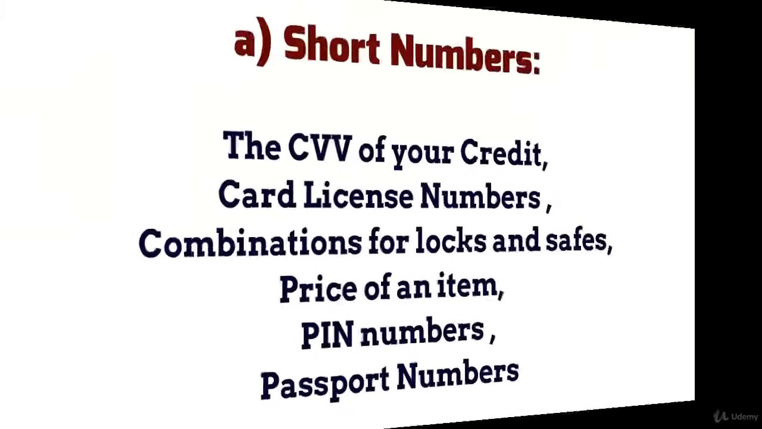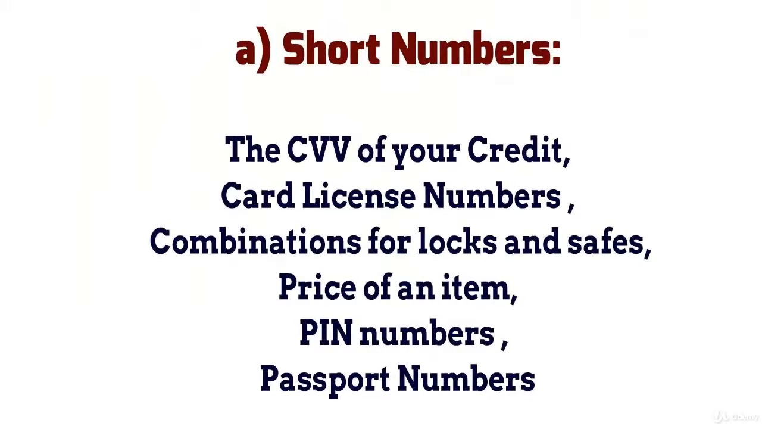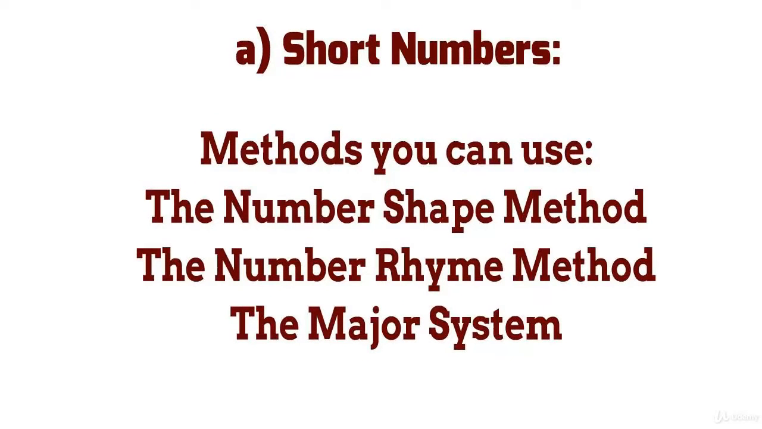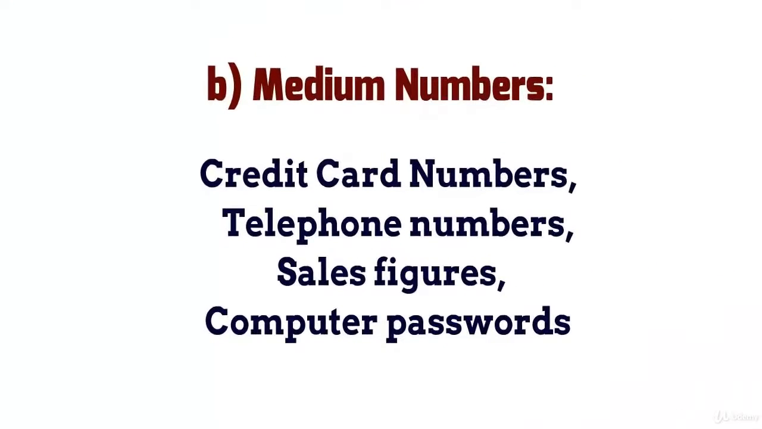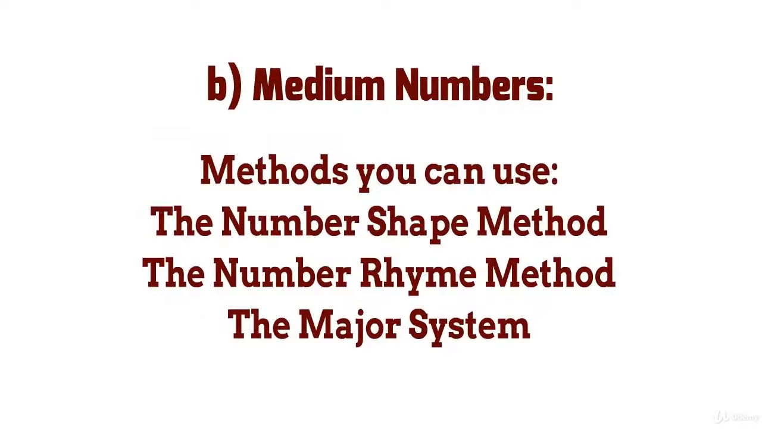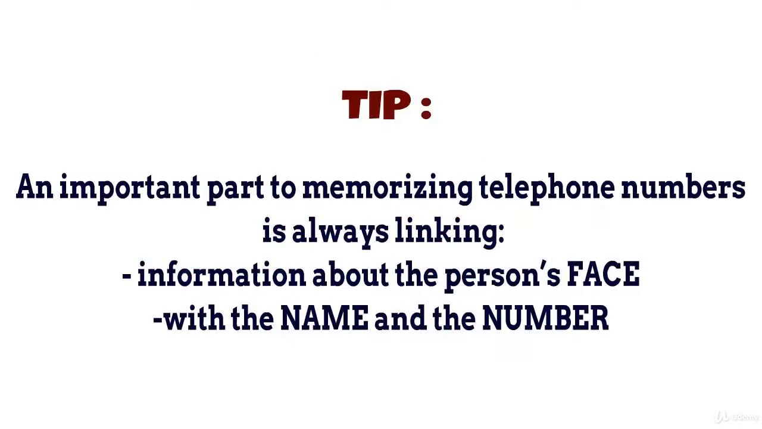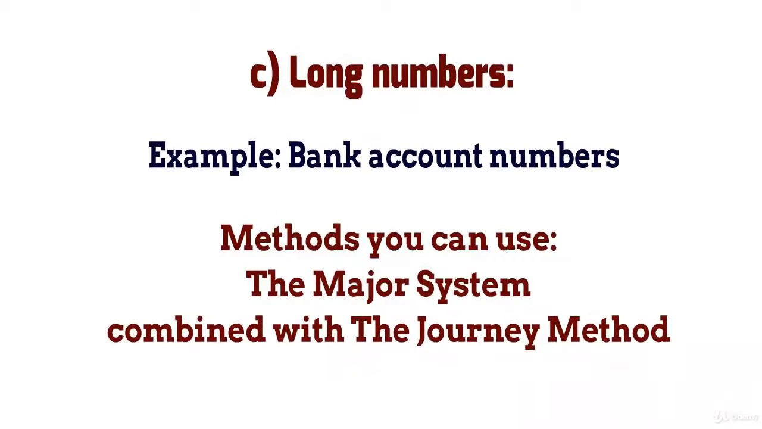In your daily life, there are some short numbers that you need to memorize. For these short numbers, you can use these methods: number shape method, number rhyme method, or major system method. For medium numbers, you can use the same methods. Here is a tip for memorizing phone numbers. An important part of memorizing telephone numbers is always linking information about the person's face with the name and the number. For memorizing long numbers such as bank account numbers, you can use the major system combined with the journey method.